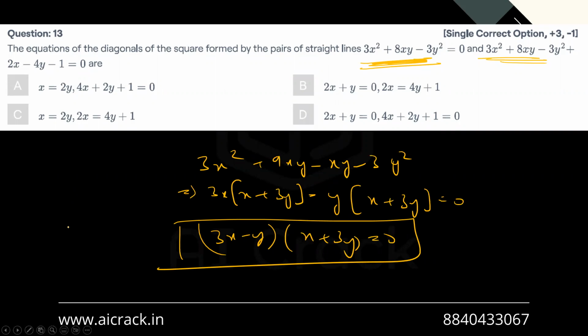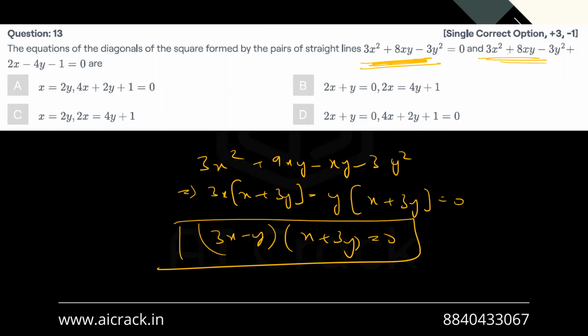Now we know that the other two lines can be found out easily because those must be parallel to this and this, right? So they have just one constant component over there, and we can find that out. So let's say the other two lines are 3x minus y plus c1, and the second line would be x plus 3y plus c2. So this is the pair of lines which is given by 3x square plus 8xy minus 3y square plus 2x minus 4y minus 1. Okay, so this component was exactly the same as this one because both the lines are parallel.